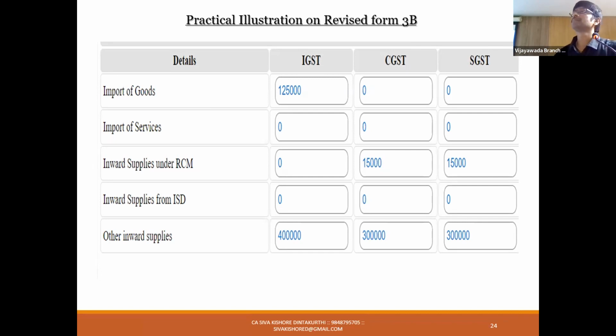Inward supplies under RCM, 15,000. Auto populated figure. What I mean to say, I purchased freight from VRL Logistics. They have uploaded it. What is the threshold for freight for the financial year 21-22? Single consignment 750, multiple consignments 1,500. That was removed with effect from 18th July 2022.